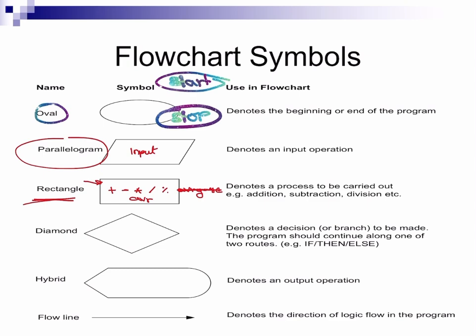Next is a diamond, which shows a decision that goes to branches that can be made. So for example, if, then, and else statements are used in a diamond. So if there's more than one decision that can be made, we can have them in a diamond. Next is our hybrid, which always has our outputs. So of course, when we finally have the result that we're pleased about, we're going to have to print it. So when we print the output, we're going to have it in a hybrid. Finally, a flow line, which tells you the logic flow of your program.